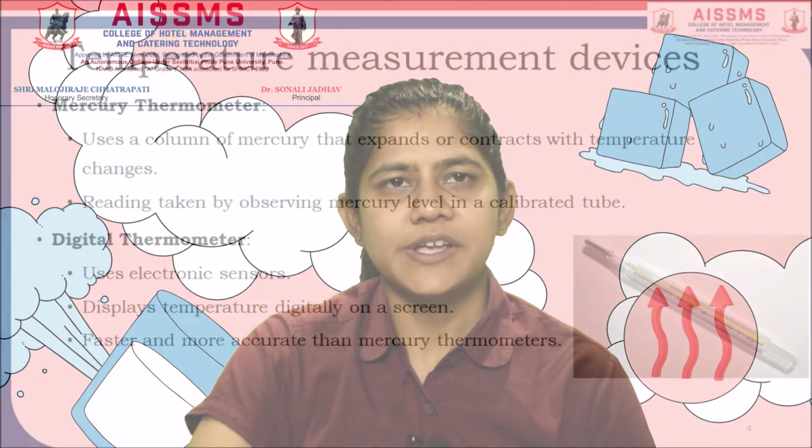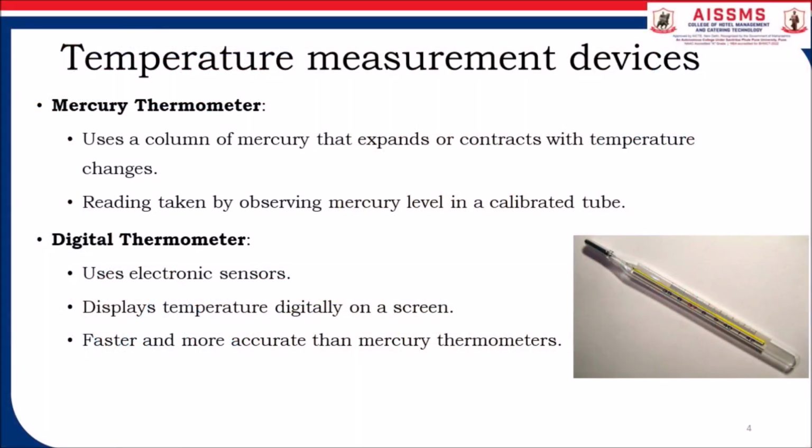First type is mercury thermometer. Mercury thermometer uses a column of mercury to measure temperature. The mercury expands or contracts as temperature changes. Reading is taken by observing the level of mercury in a calibrated tube. For example, doctors often use these to check our body temperature.